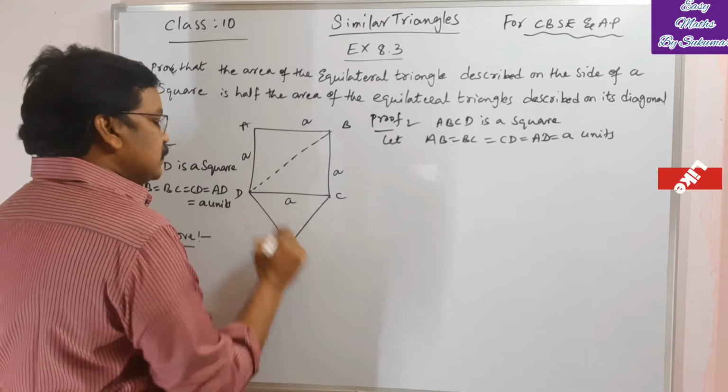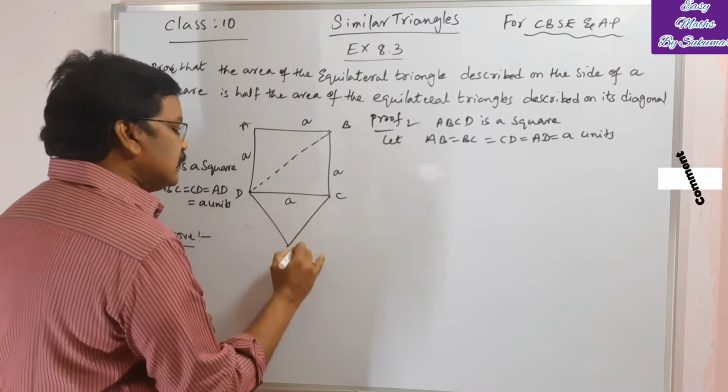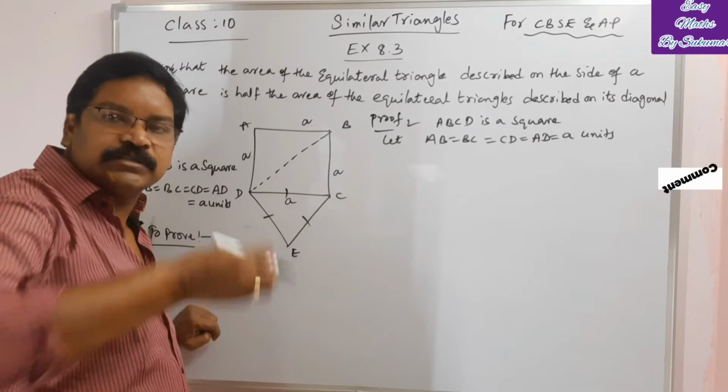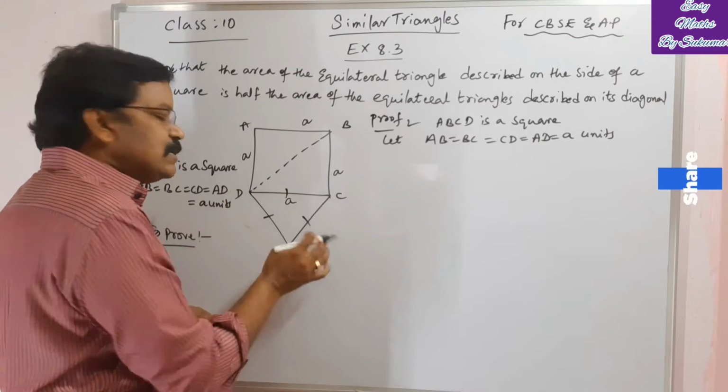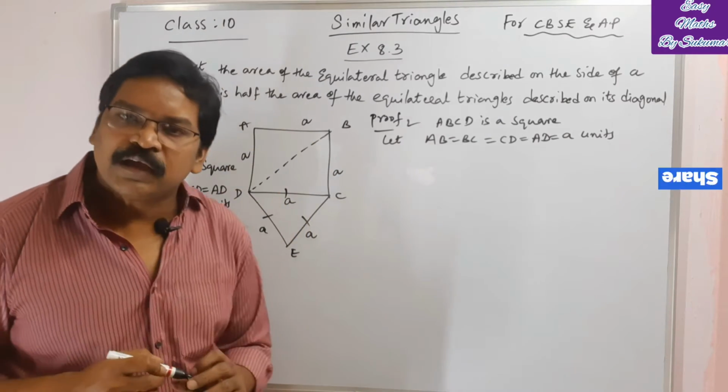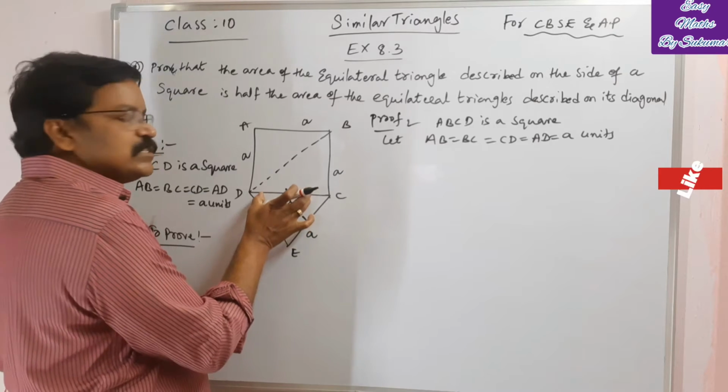So this triangle on ABCD, this is E, let it be E. This is an equilateral triangle which is described on the side of a square. So DCE is an equilateral triangle with sides small a units only. Why? Here this side is DC.